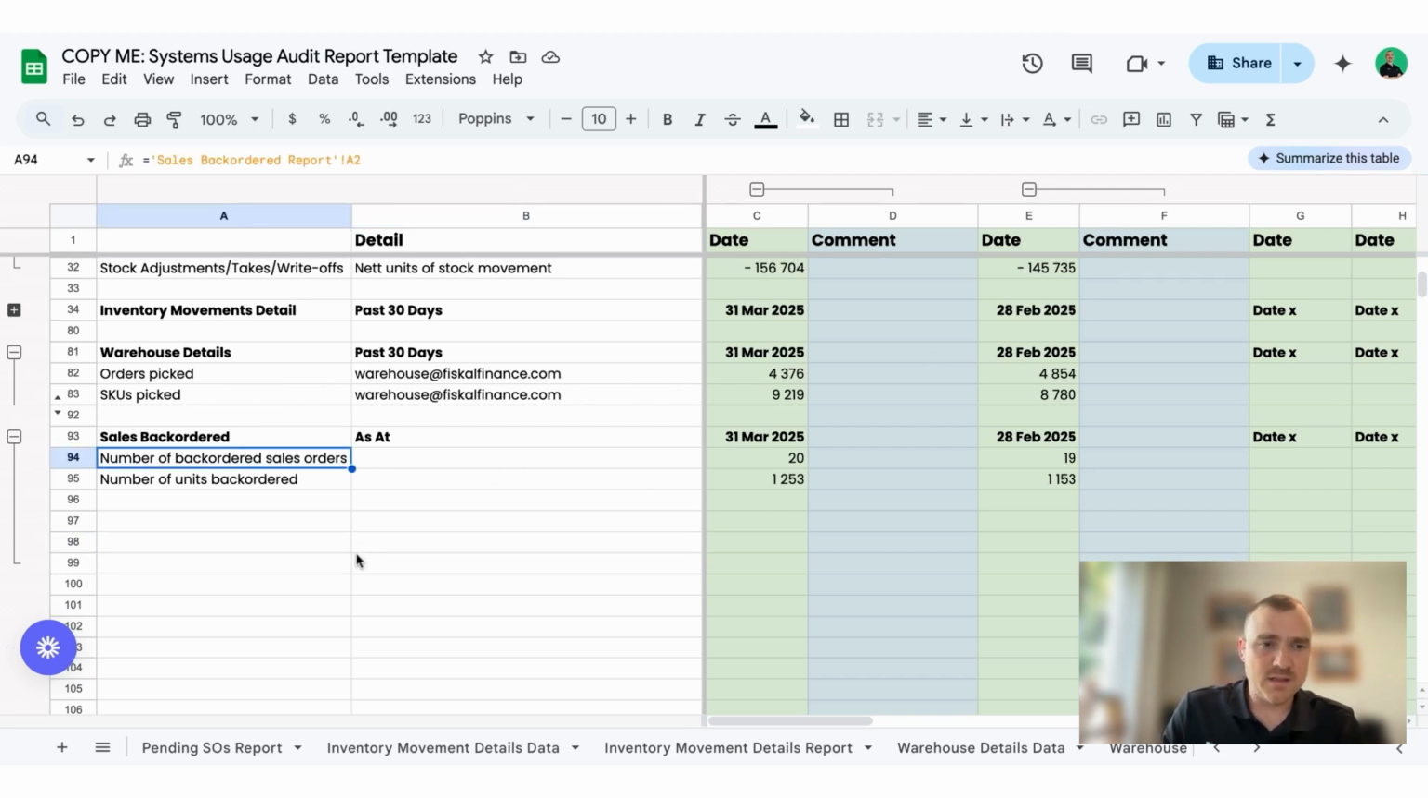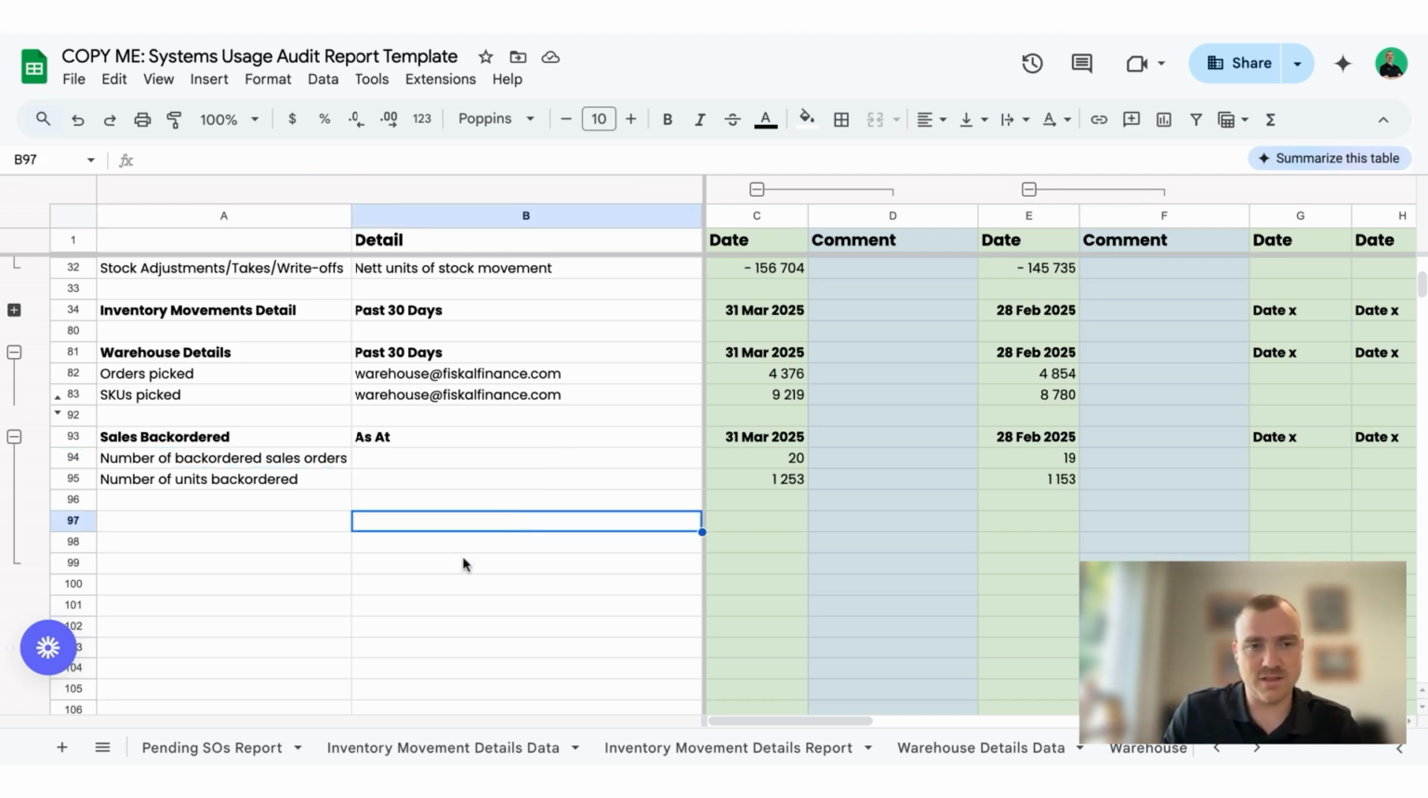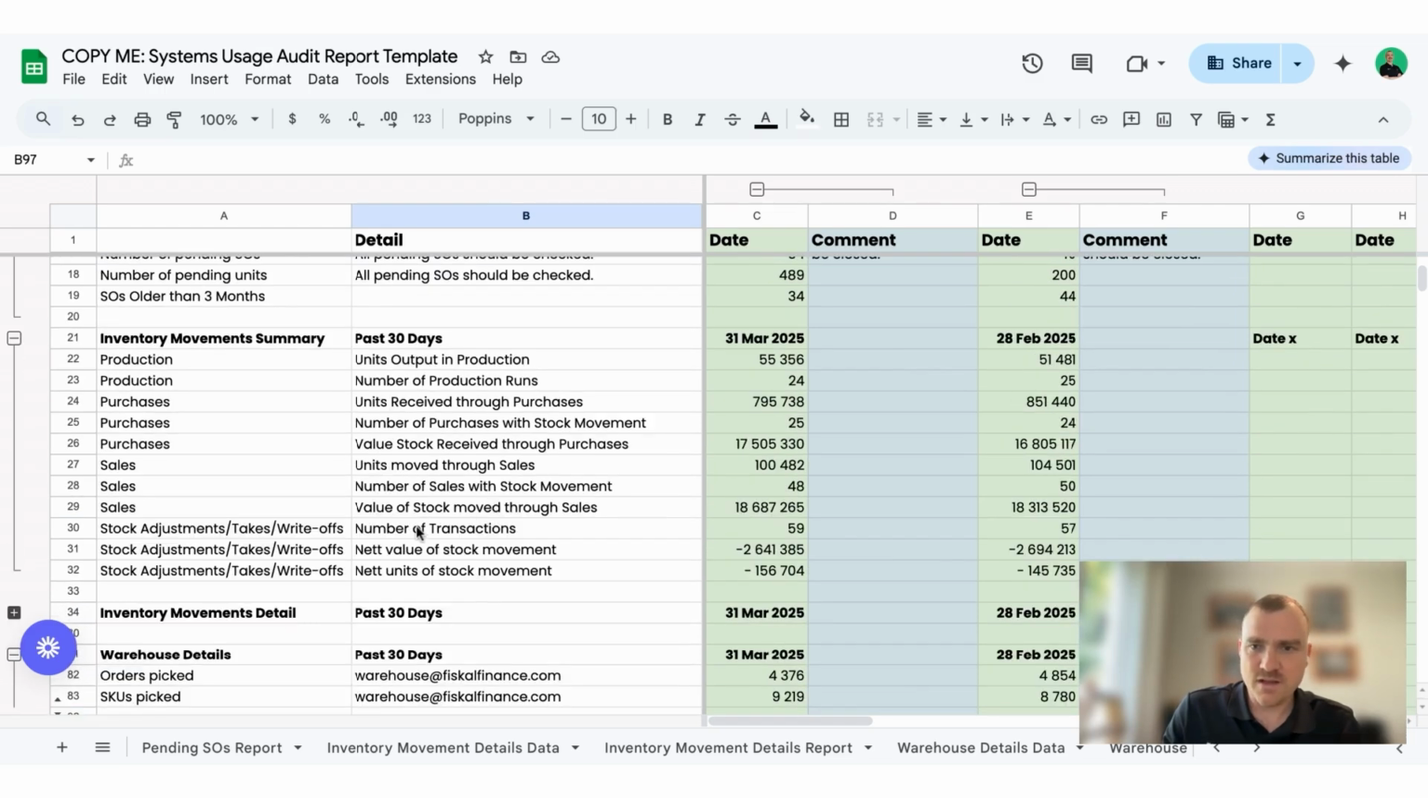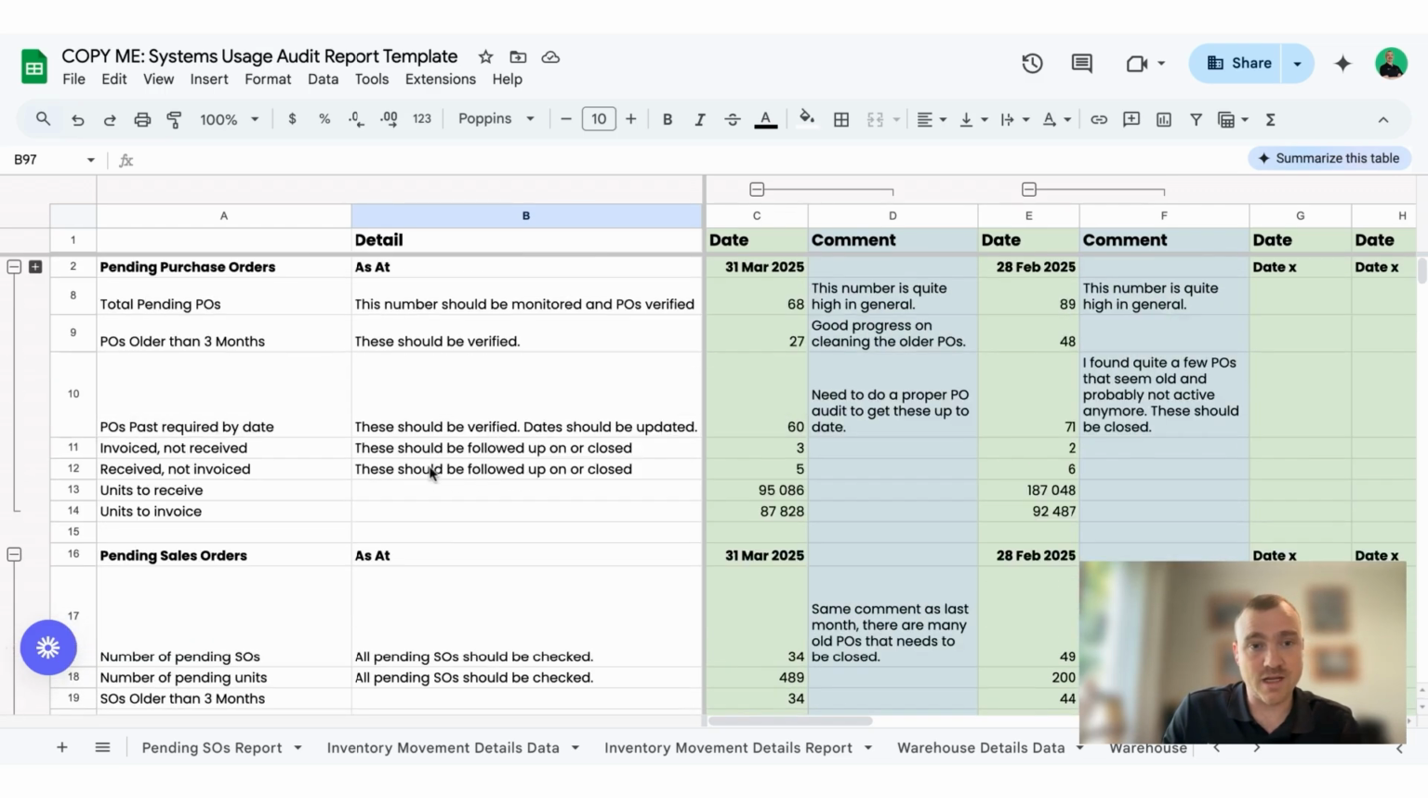The other thing is the number of back-ordered sales orders. Always good to look at this. Make sure that you do fulfill those orders if they are back-ordered, because you might have clients waiting on their stock. It's just good hygiene to look at your back-ordered sales and make sure that you actually end up fulfilling them, chasing your suppliers, communicating with your clients, and making sure that they do receive that. Okay, so that is a quick run through of the dashboard of our usage report.